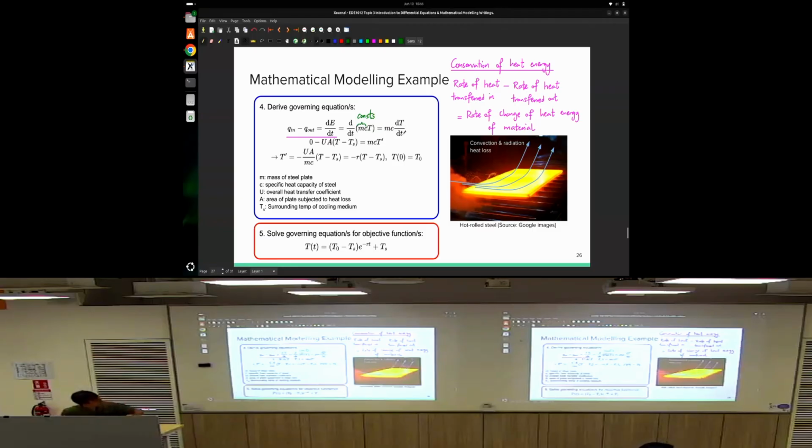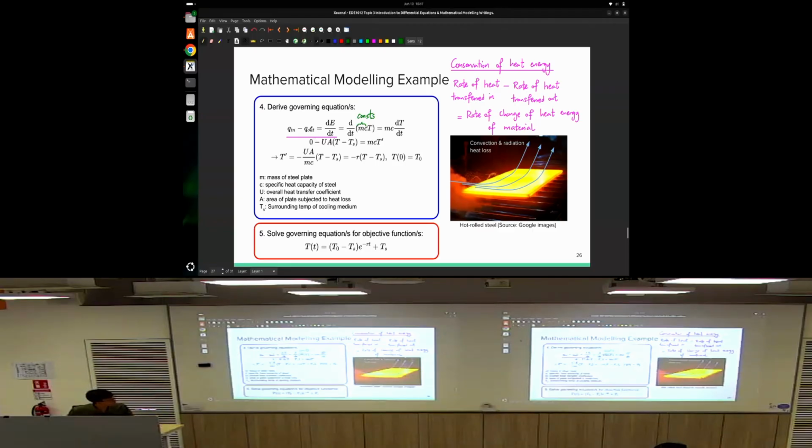Okay, so now, in order to decide this expression, we've got to decide what is Q in and Q out first. In the cooling phenomena, there is no Q in. In a cooling process, heat is not being added to the material. The material has been heated up to red hot initially, then put in the surroundings to cool down. So this is a cooling process. So Q in is 0.